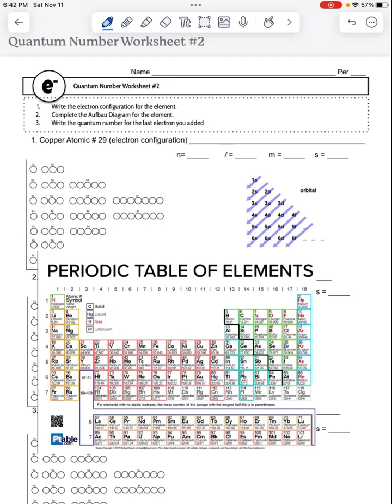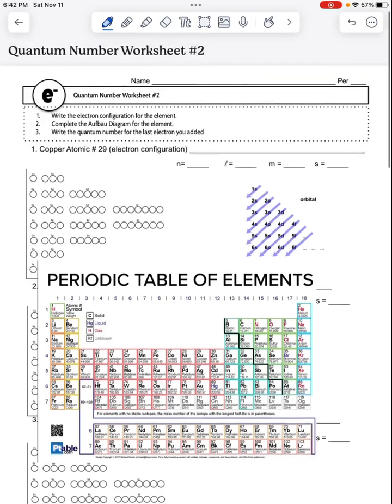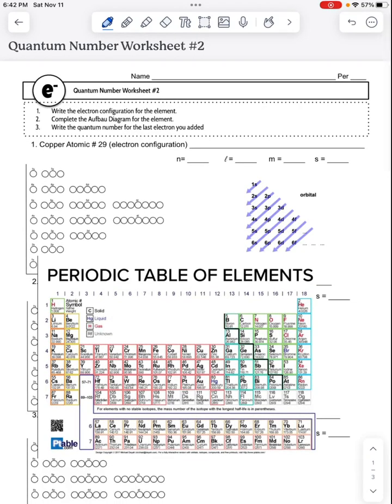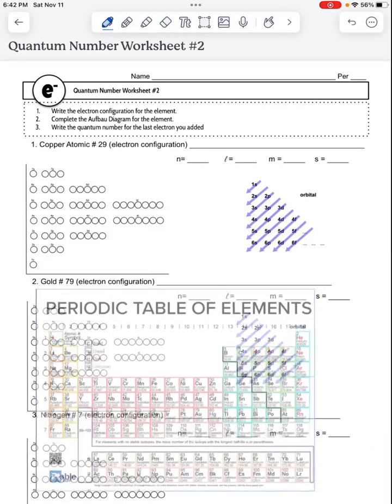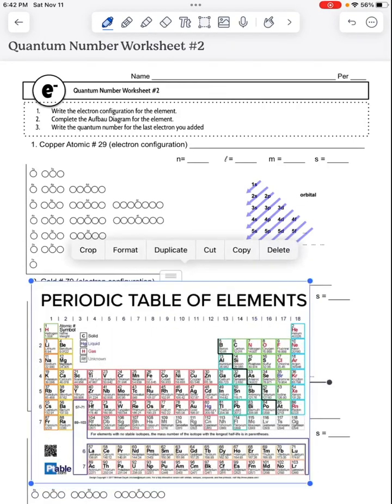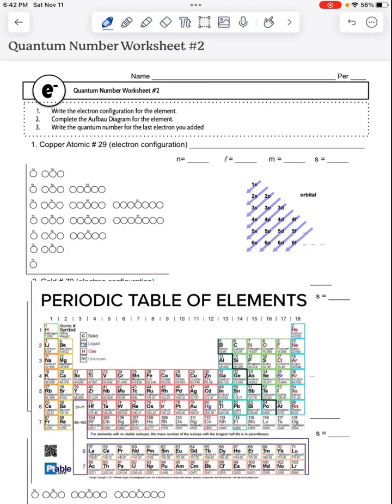Okay, here we are on quantum number worksheet number 2. We're going to go over some of these because they are a little bit different than our first worksheet, but we can do them all the same, essentially. So you'll notice on my page, I have my periodic table and I have what I use to help me fill orbitals. So that means you want yours too.